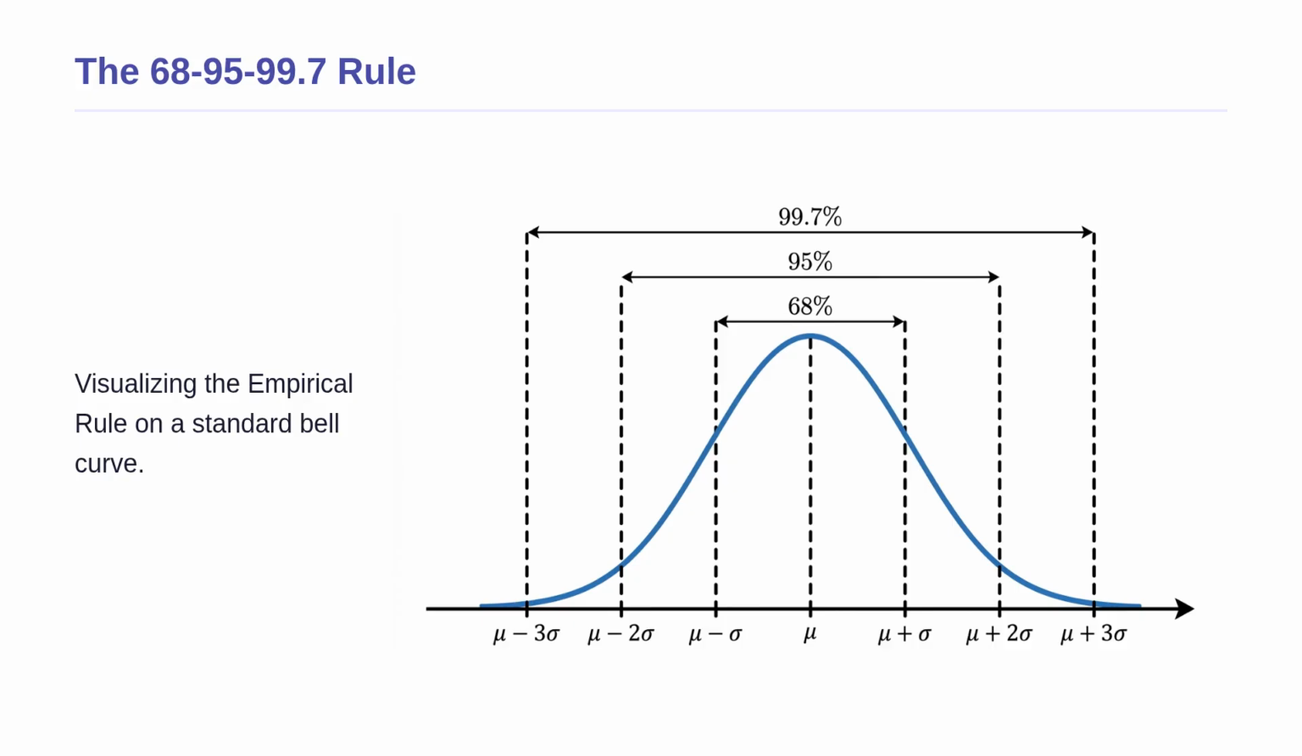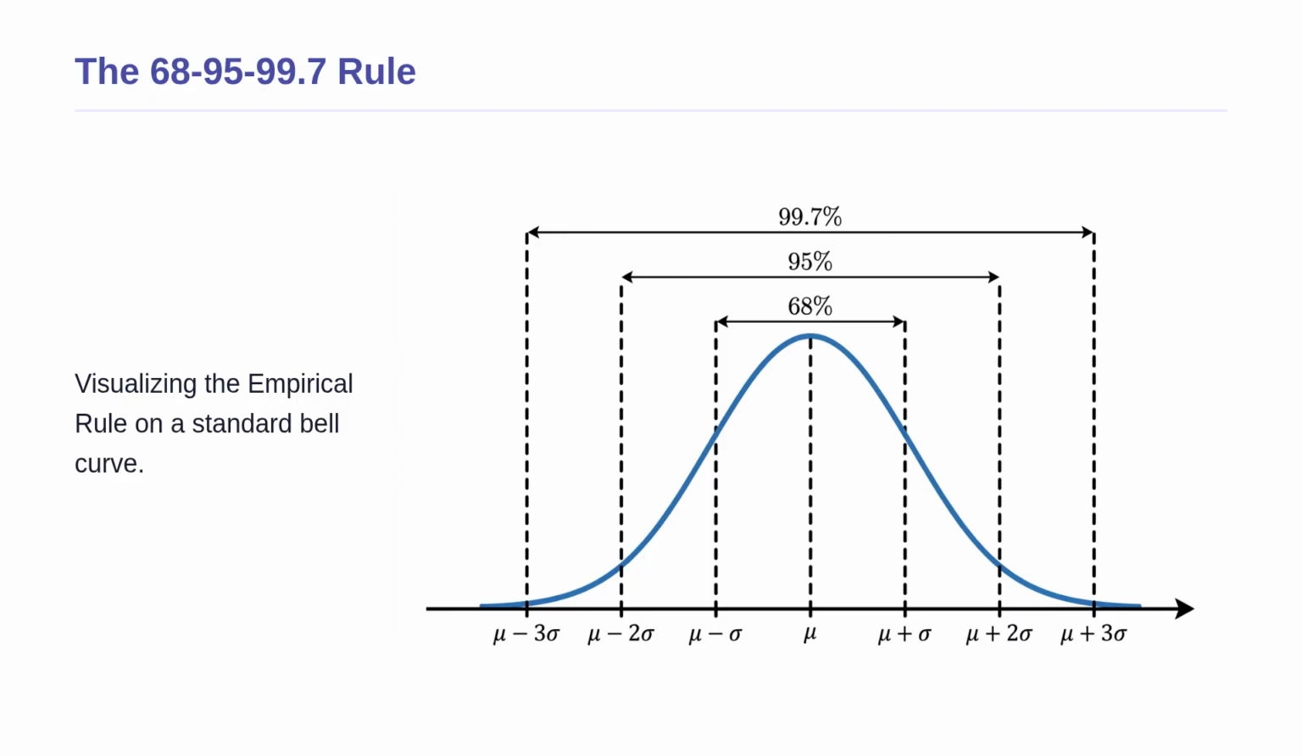Here we can see exactly what the empirical rule looks like visually. The horizontal axis represents our data values, centered right at the mean, mu. Notice the vertical dashed lines stepping outwards by 1, 2, and 3 standard deviations, sigma. The central shaded region shows that 68% of the area lies within just one standard deviation.